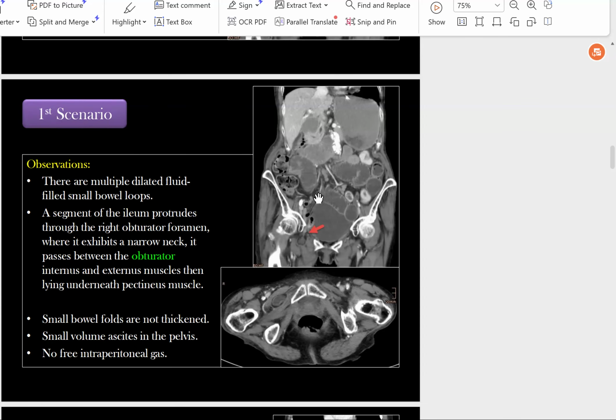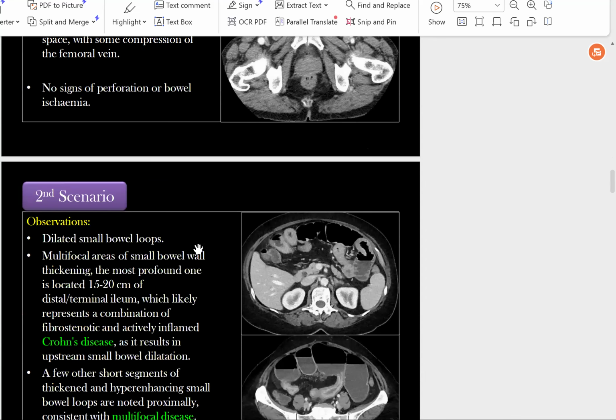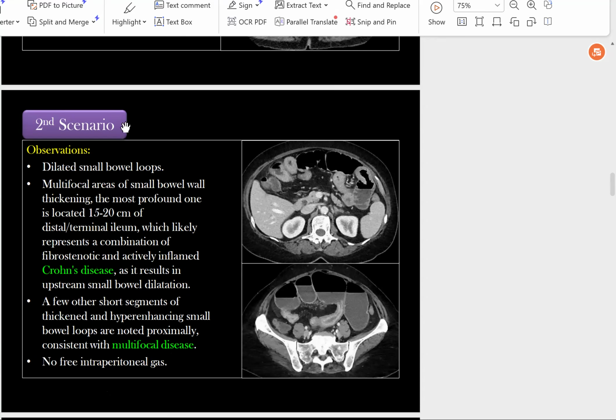Any type of small bowel obstruction or hernia, don't forget, ask for lung window and comment on the enhancement of the wall, comment on the vessels, any pneumatosis, and so on. So this case, obturator hernia. This one, not inguinal, it will be down medial to the tubercle, but here it's lateral with compression upon the femoral vein. It's an important sign. So the first scenario will be hernias, either internal or external.